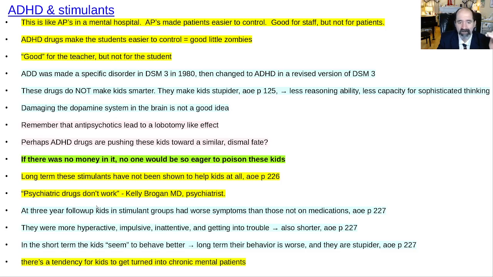And then you'll hear that from other persons who have studied psych. That's a pretty common thing. Unless somebody's making money off it, in my experience, almost everybody I've read says this. Unless they're getting money somehow to promote these drugs or to sell them, I don't hear anybody independent who's saying these things are beneficial. The kids have worse behavior on long-term follow-ups, and they're often turned into chronic mental patients.